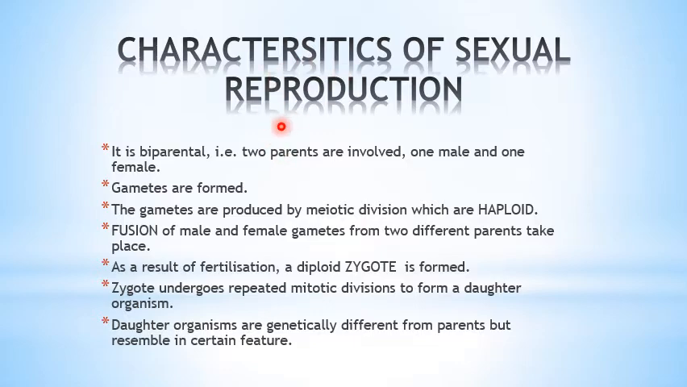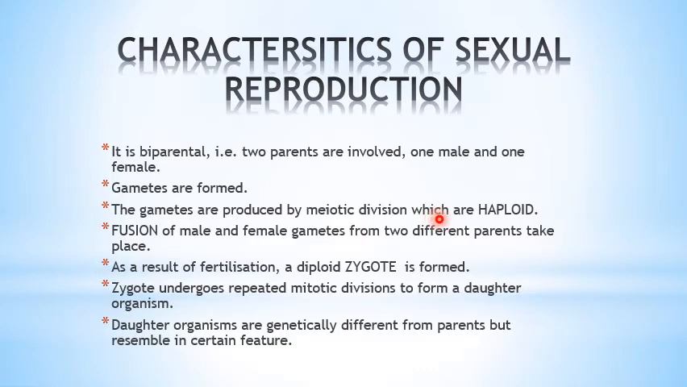Characteristics of sexual reproduction, or the main features of sexual reproduction. It is biparental, that is two parents are involved, one male and one female. Gametes are formed, that is male gametes and female gametes, and they are produced by meiotic division, means by reductional division. Therefore, the gametes are haploid, means they have half the number of chromosomes. For example, if the parents, the male and the female, have 46 chromosomes, then the male and the female gamete will have 23 chromosomes.